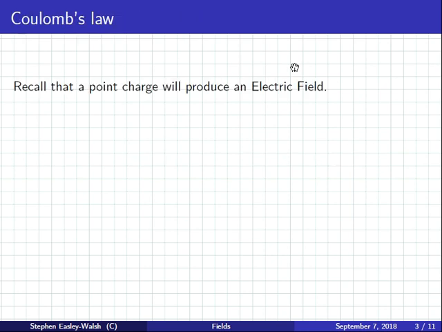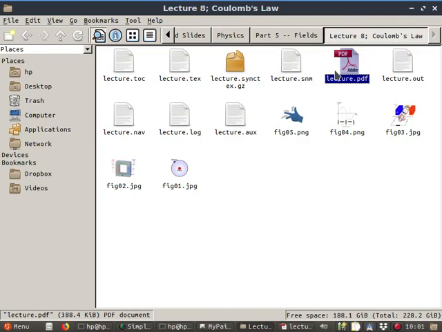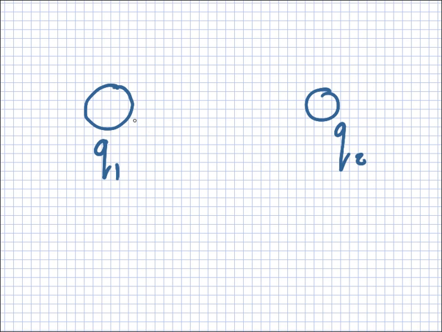Right, so you might remember that a point charge produces an electric field. So let's look at that a little bit more. For example, here's a charge, let's say it's Q1, and here's a charge, let's say it's Q2. Just imagine you're the Q1 for the moment. Let's keep it easy: this is positive and this is negative. So there'll be a force pulling you to the right here.